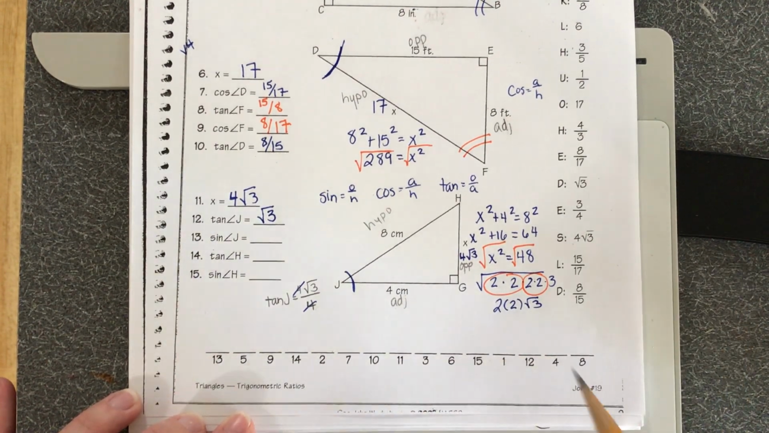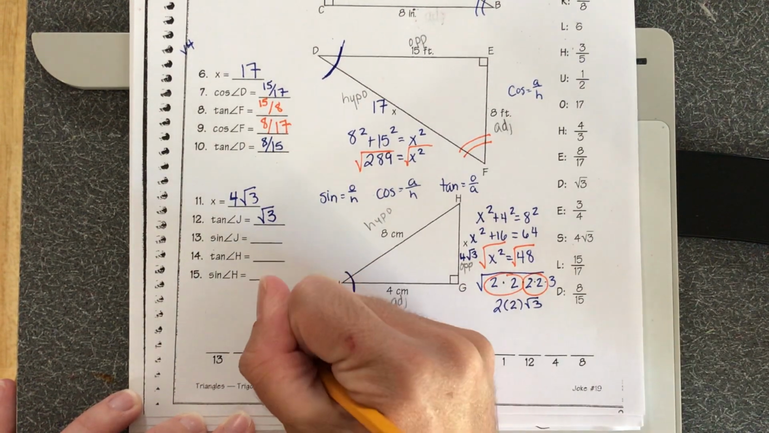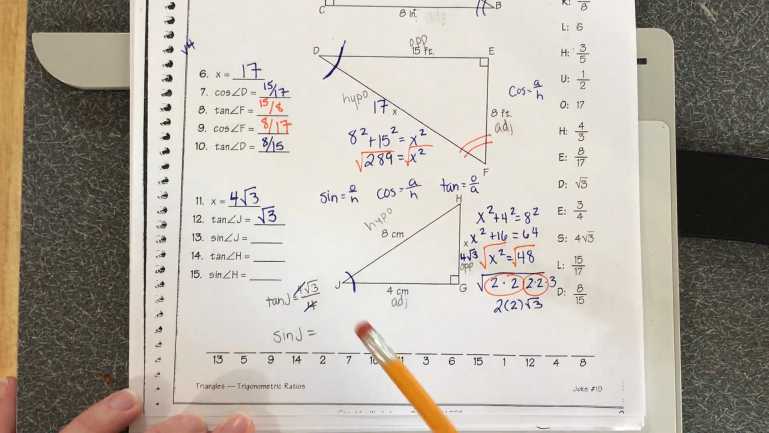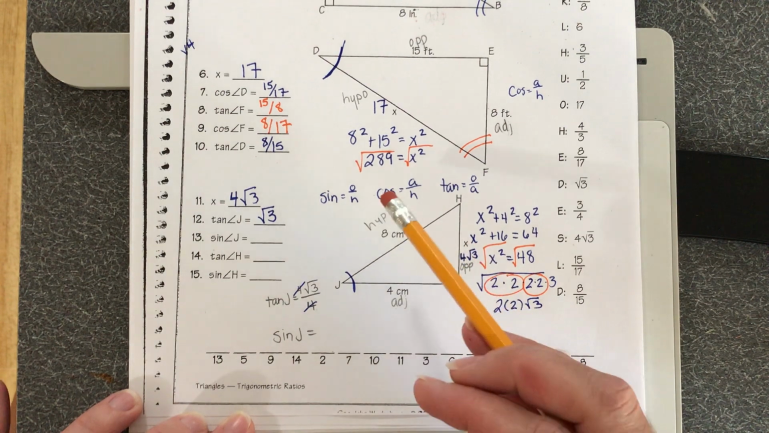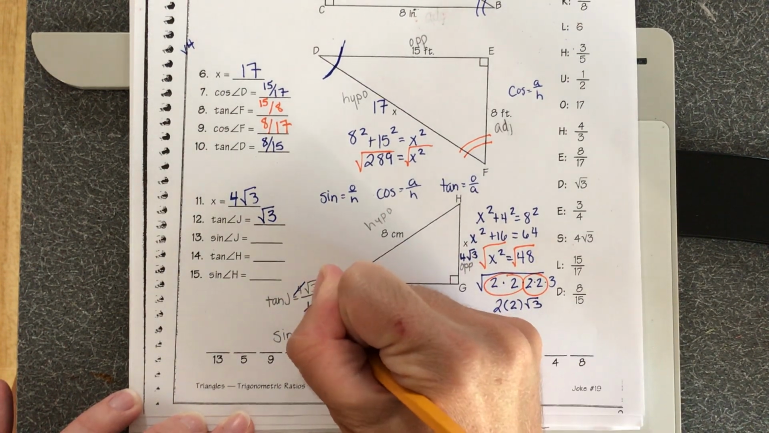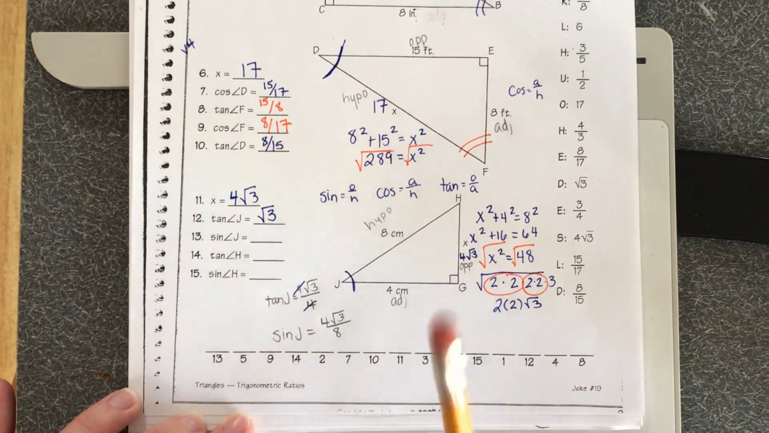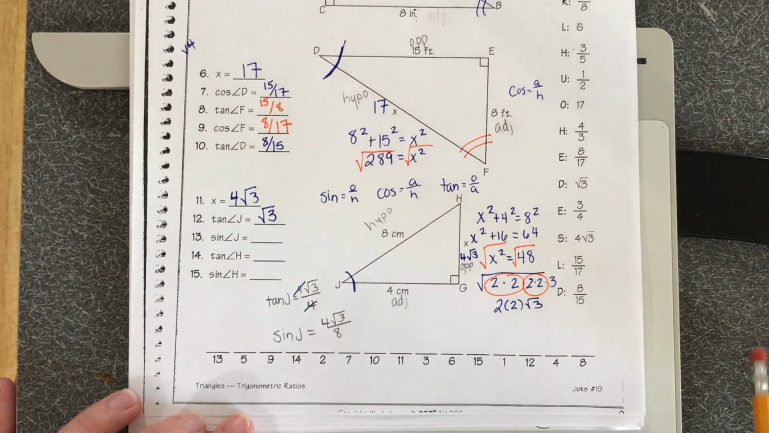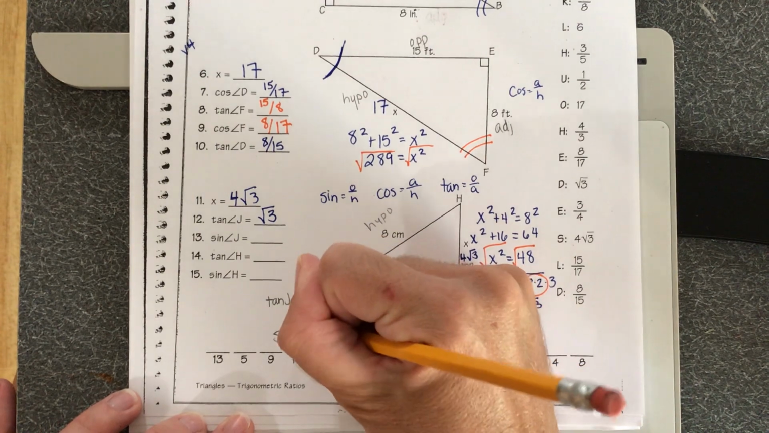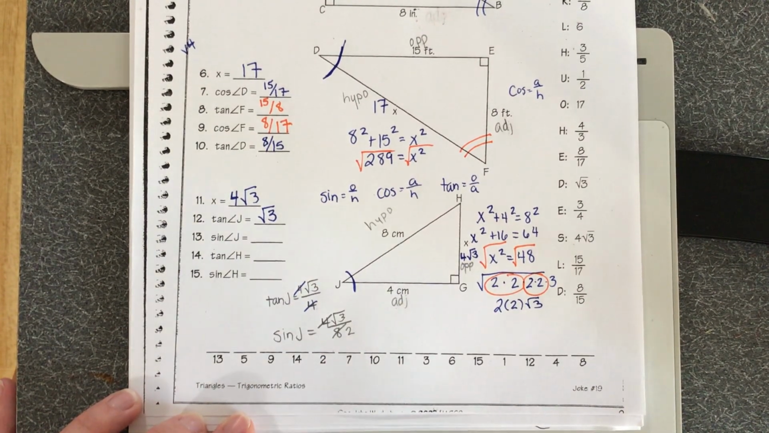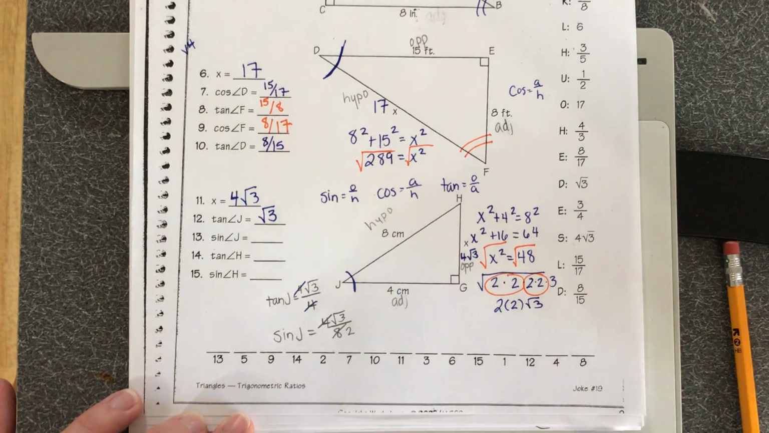So what about sine J? So sine J is opposite over hypotenuse. So 4 times the square root of 3 over 8, and 4 over 8, that will reduce down. 4's cancel out, 8 becomes a 2. So the square root of 3 over 2.